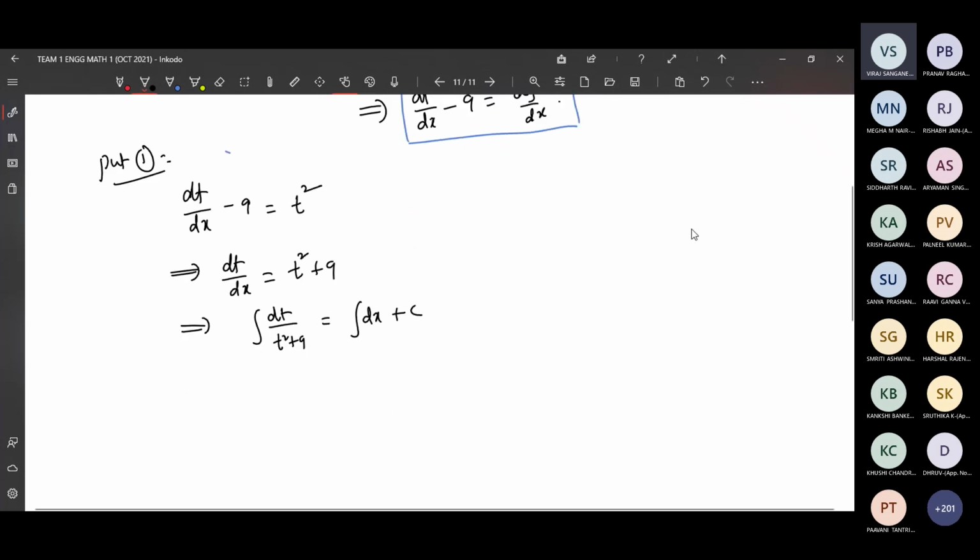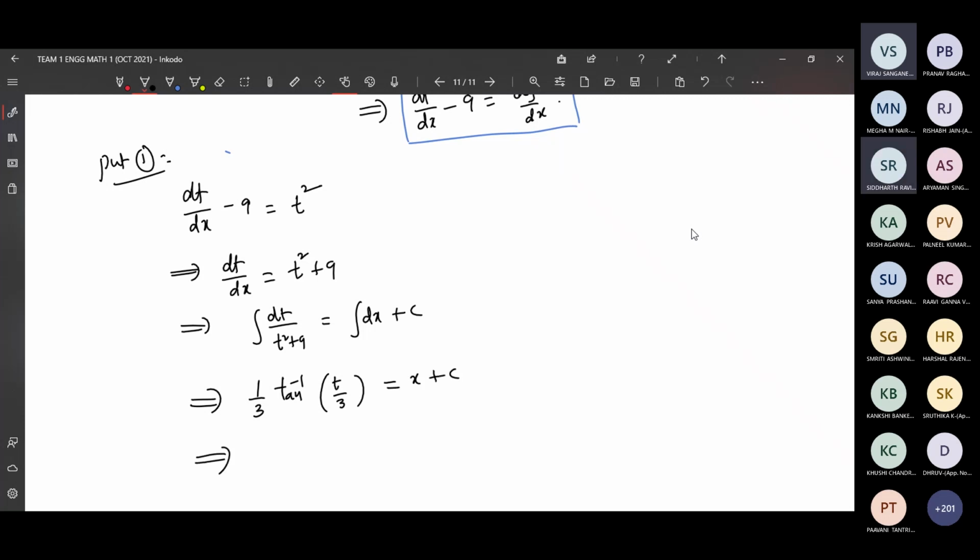I'm just bringing this t square plus 9 to the left hand side, and using the standard integration formula: the integral of 1 upon a square plus x square is 1 upon a tan inverse of x by a. Sir, can we put the constant of integration without integrating? No, I am assuming that, otherwise also in the next step I have to write it. Okay, sir. So 1 upon 3 tan inverse t by 3 is x plus c.